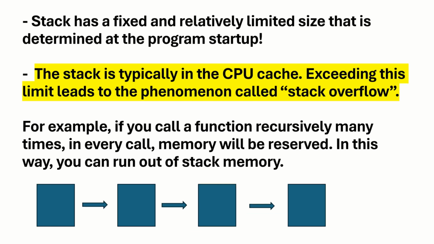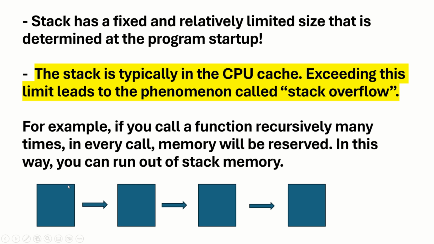Here are a few other important facts about the stack. Stack has a fixed and relatively limited size that is determined at program startup. The stack is typically in the CPU cache. Exceeding this limit leads to the phenomenon called stack overflow. For example, if you call a function recursively many times, in every call memory will be reserved. In this way, you can run out of stack memory.